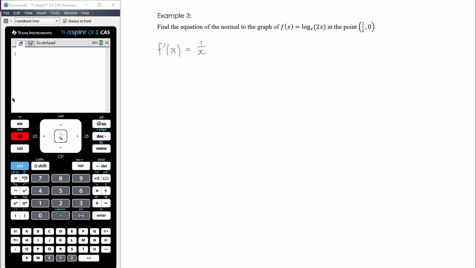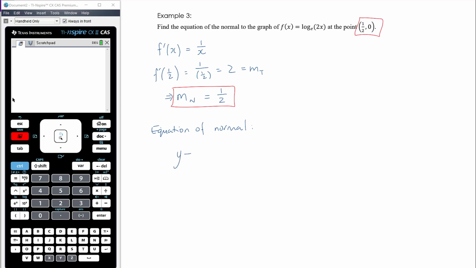Okay, we want to know the value of the gradient at the point half 0, so f dash at half, which is 1 on 1 half, which is 2. Okay, and so that's the gradient of the tangent, which means that the gradient of the normal is going to be 1 half. So we now have gradient and a point. There's the gradient, there's the point, and we can now find equation of the normal. So equation of the normal.